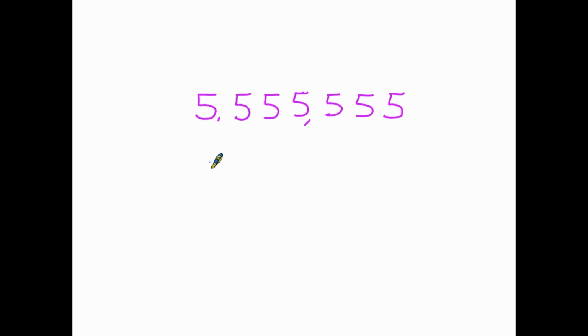Let's start by having a look at what we actually mean by the term place value. Take a look at this rather large number in front of us. Every single digit in this number is the same. Each number is a 5. But place value means that each of these 5s has a different value depending on where it is placed within the number. So this 5 here has a different value to, say, this 5 here.